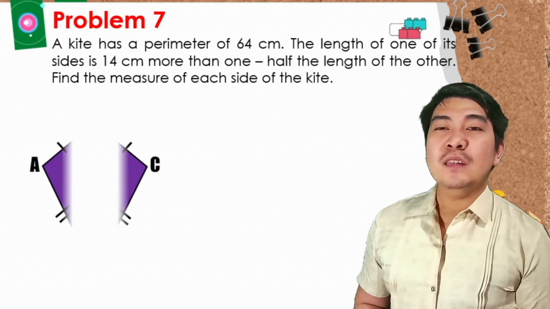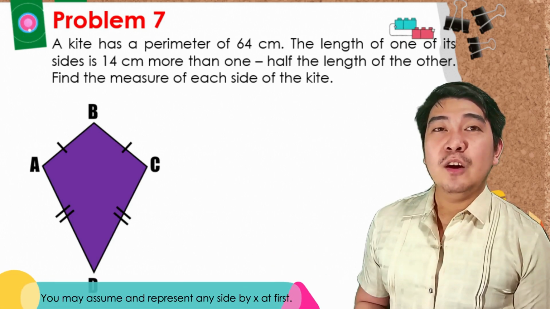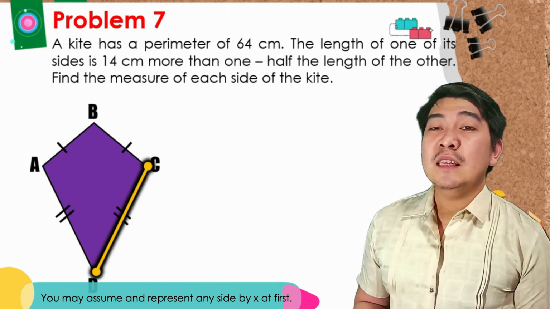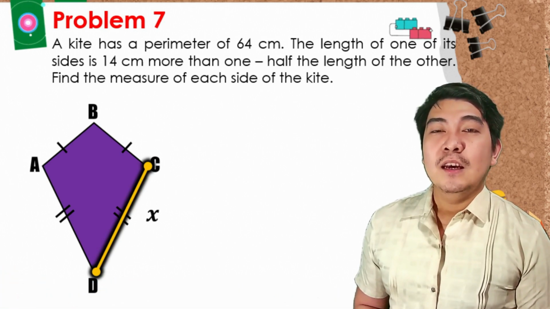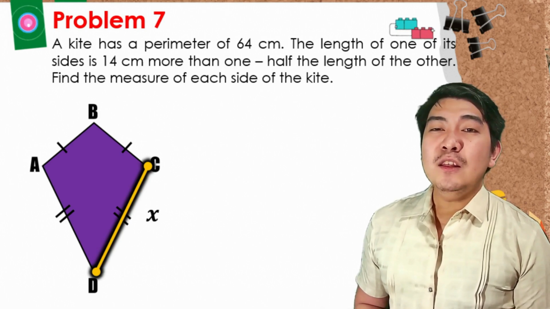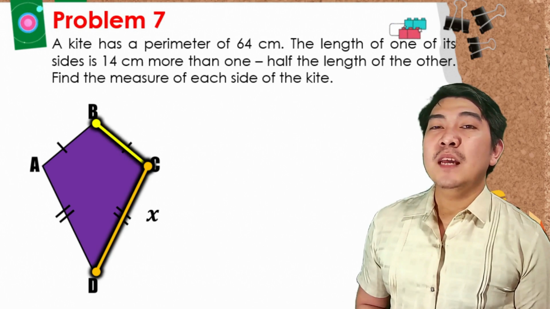So let us suppose that this is our kite ABCD. Let us represent one side of the kite. Let us suppose that that is CD, and let us represent it using the variable x. Next, we need to represent BC. So how are we going to represent BC?